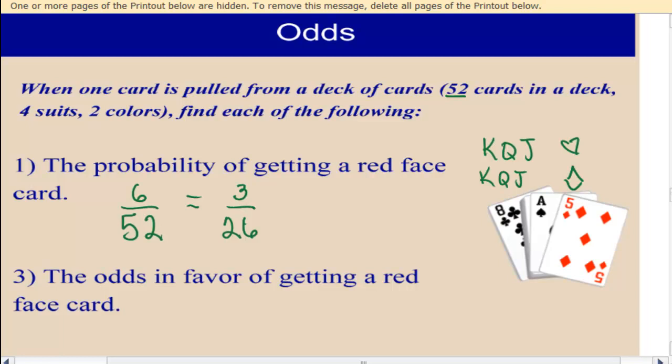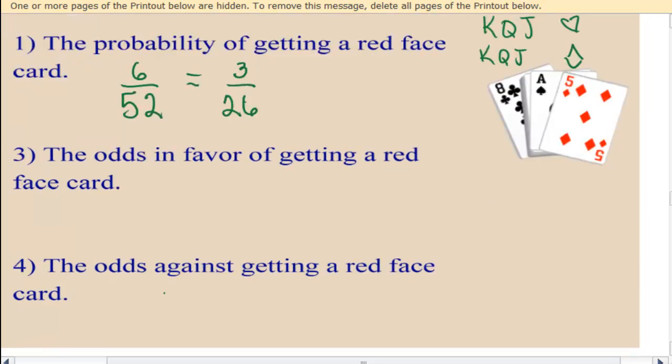So next we're going to find the odds in favor of getting a red face card. Give that one a shot. So the odds in favor of getting a red face card, well, we have 3 that are going to be red once we simplified out of 26, but we want to subtract 26 minus 3, so we get 3 to 23. Now try the odds against getting a red face card. You should end up with 23 to 3.